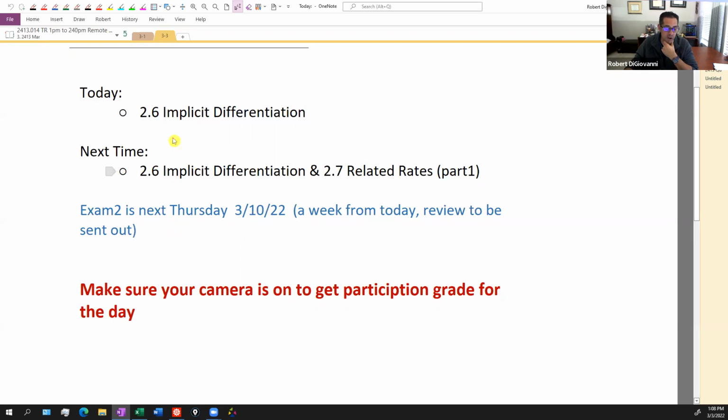The test will cover up through implicit differentiation. I'll say it this way: it'll cover up through implicit differentiation, only what we do today. So anything we do on Tuesday will not be on the test on Thursday. Okay.